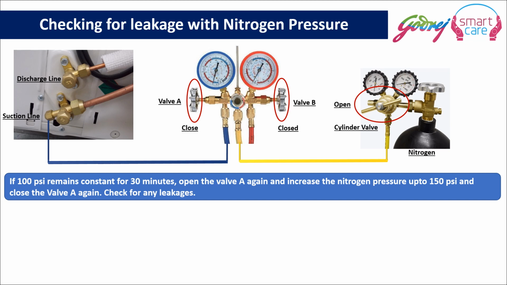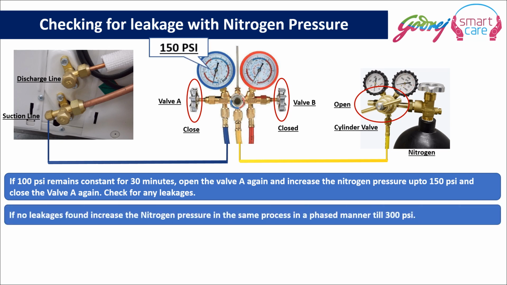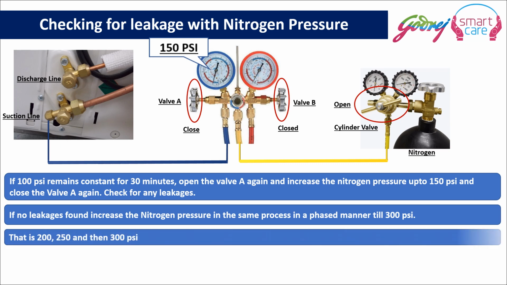If 100 psi remains constant for 30 minutes, open the valve A again and increase the nitrogen pressure up to 150 psi and close the valve A again. We check for any leakage. If no leakage found, we increase the nitrogen pressure in the same process in a phased manner till 300 psi. That is 200, 250 and then 300 psi.